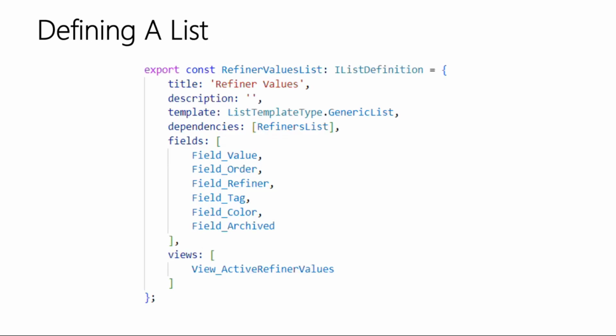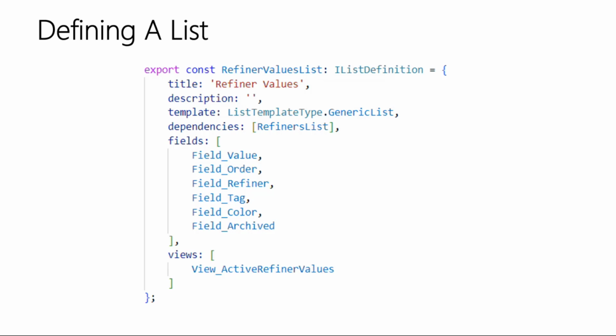All right, last, we want to define a list. The interface for lists is IListDefinition. We have title, description, and template fields. The supported templates are generic list, document library, picture library, and the events list. The dependencies property enables you to specify other lists that this list depends on. And the element provisioner will take care to provision the lists with respect to any dependencies.